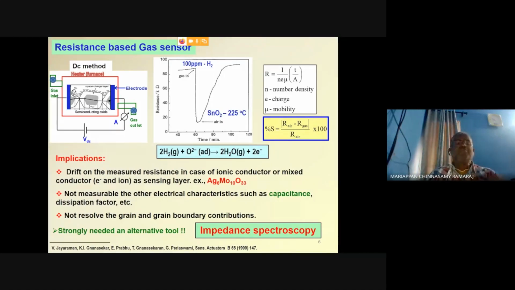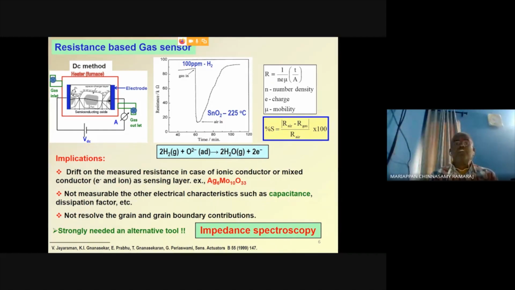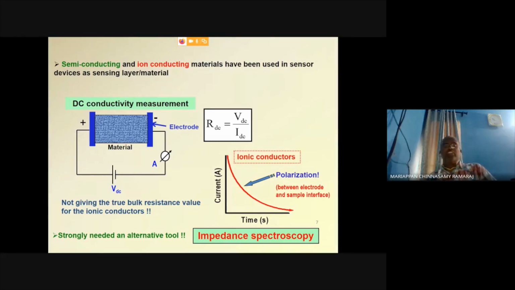Another issue with this simple DC method is that we cannot measure other electrical characteristics like capacitance, dissipation factor or dielectric constant, or measure resistance and capacitance simultaneously. So with the simple DC method, if you want to understand the mechanism or characterize the sensor layer or the device, it is not possible. You cannot resolve the contributions of the surface charge layer, grain boundary and grain. So now we need an alternative tool to characterize the sensor as well as the sensor material. For that, impedance spectroscopy is one of the useful and powerful techniques.